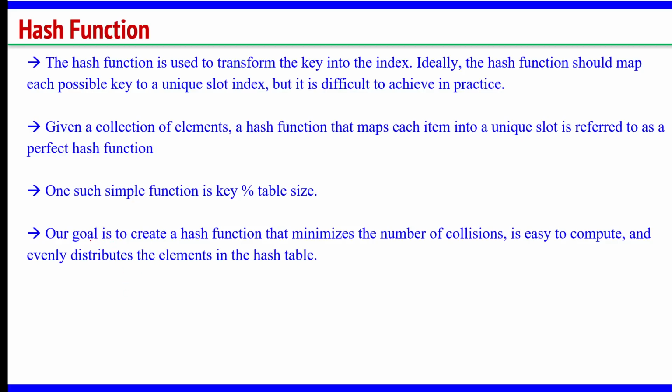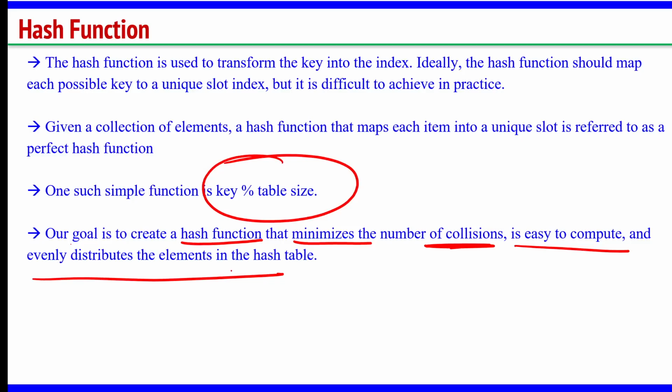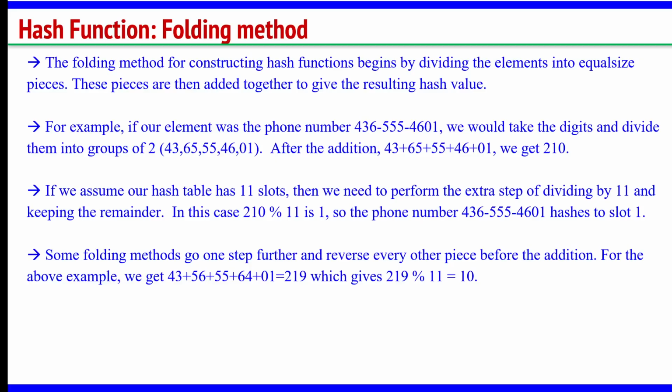So our goal is to create a hash function that minimizes the number of collisions. Okay, the collision should not happen there, right? It is easy to compute and evenly distributes the elements in the hash table. So designing this function is very important. This plays the game so that there are fewer collisions, right? So one example, one method is the folding method.